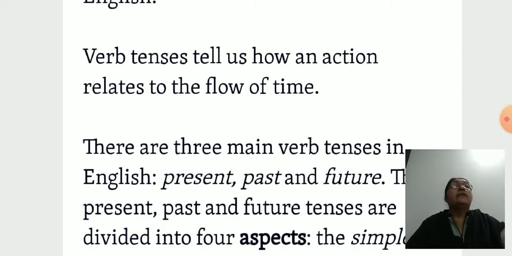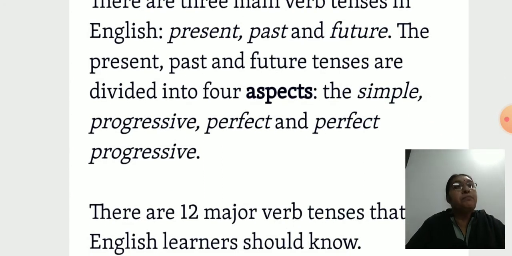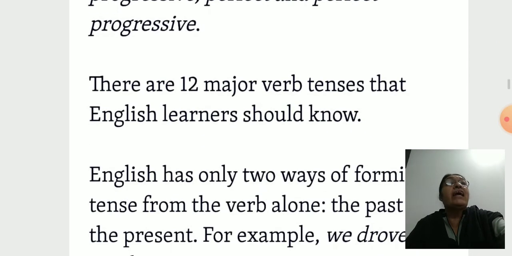As per that, there are three main verb tenses in English. We studied present, past and future. So there are 12 major verb tenses that English learners should know.